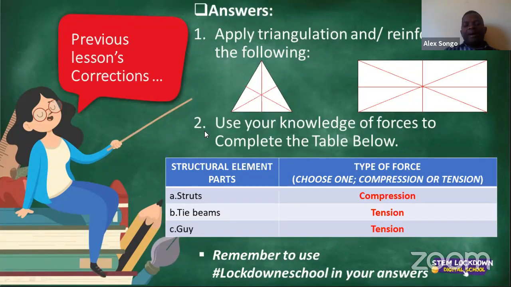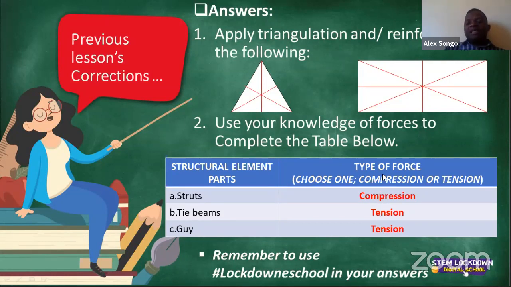Now, let us go to number 2. Number 2, ladies and gentlemen, was asking you to use your knowledge of forces so that you complete the table below. So you were given these parts that are called structural elements in a cell phone tower. You were given struts, you were given tie beams, you were given guys. Now, ladies and gentlemen, what you have to do is to decide what type of force each of these actually enforces, or what type of force they do.